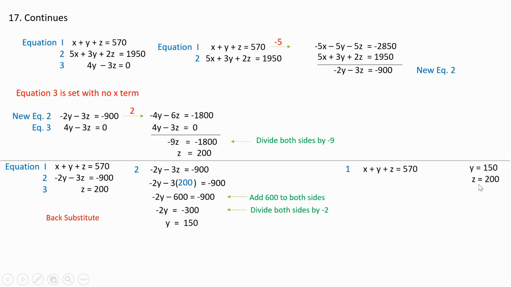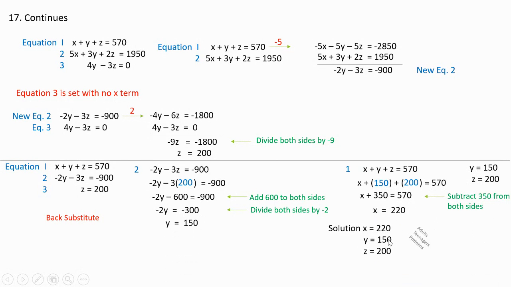Now I'm going to plug those values into equation 1. So y is 150, z is 200, right? We combine those two terms, so it's going to give us x plus 350 equals 570. We subtract 350 from both sides, and we get 220, right? So we have 220 adults, 150 teenagers, and 200 preteens. And this is how you work these types of problems.